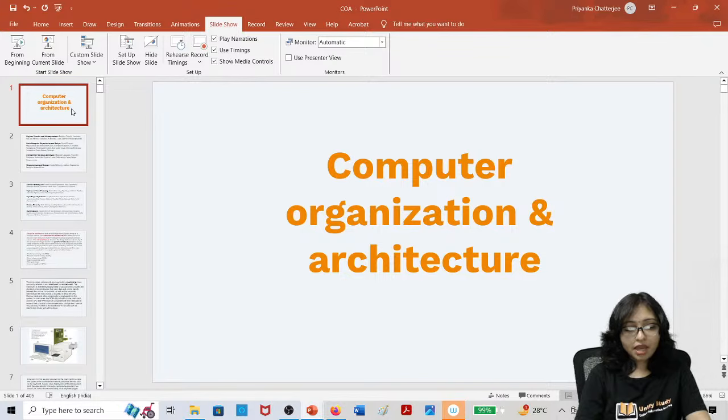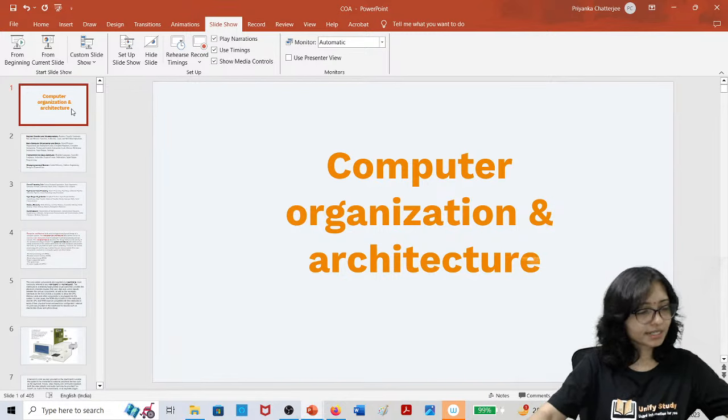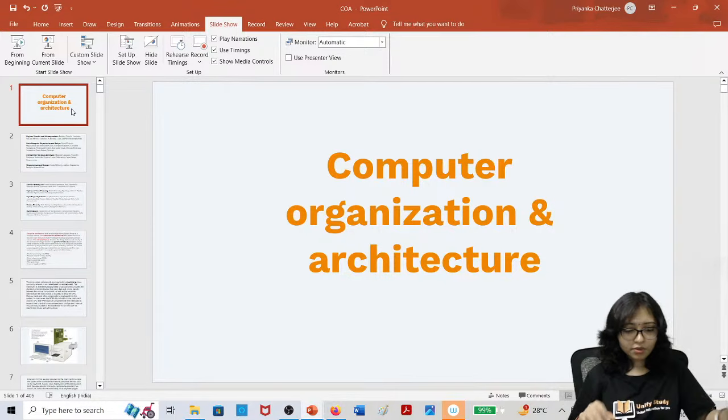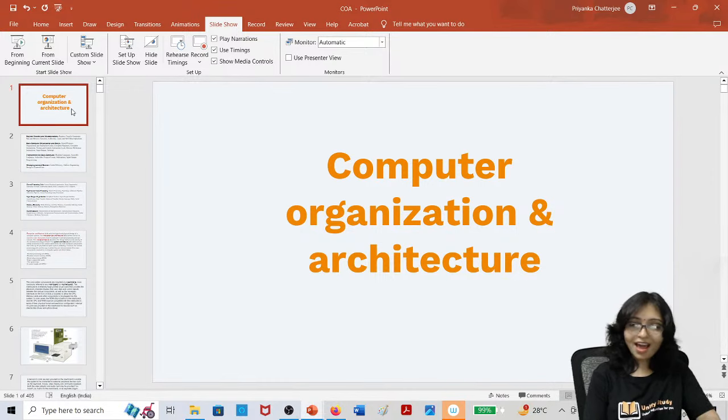Ma'am, in Unify Study app, one CS class is going on. Which CS class? Which CS class is going on, Khuda Aza? In Unify Study app. PYQS. Who is taking it?